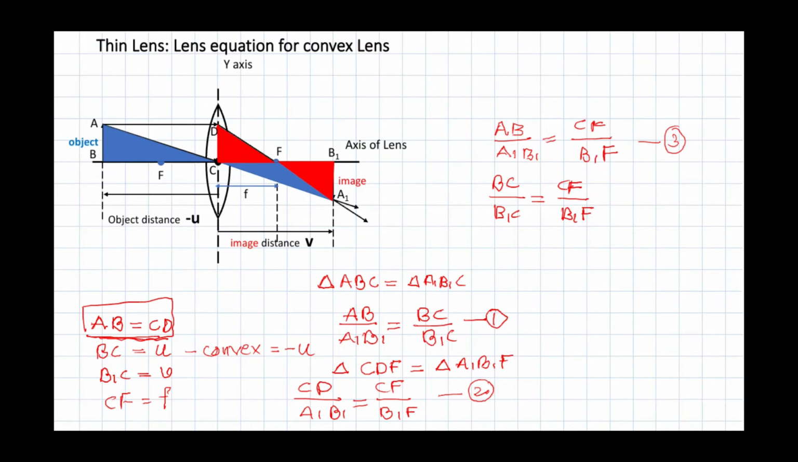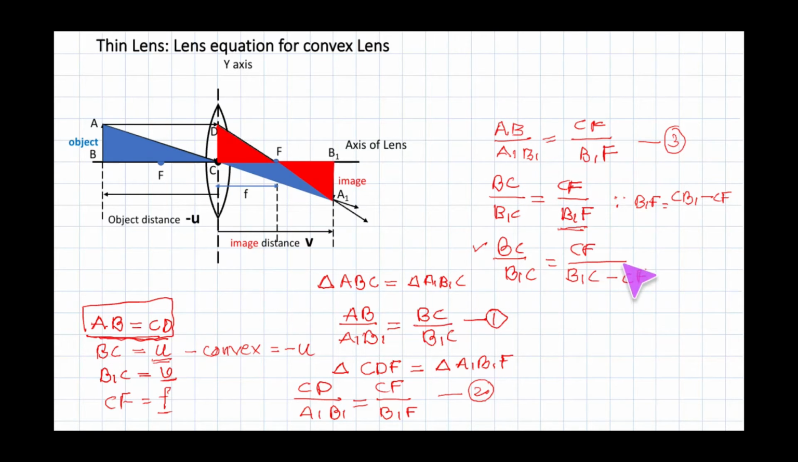But see, here it is from the figure. If you talk about B1F, this distance B1F, how much is it? Actually B1F is CB1 minus CF. So since B1F is equal to CB1, or B1C minus CF, putting this value in this equation, we get BC upon B1C is equal to CF upon B1F.